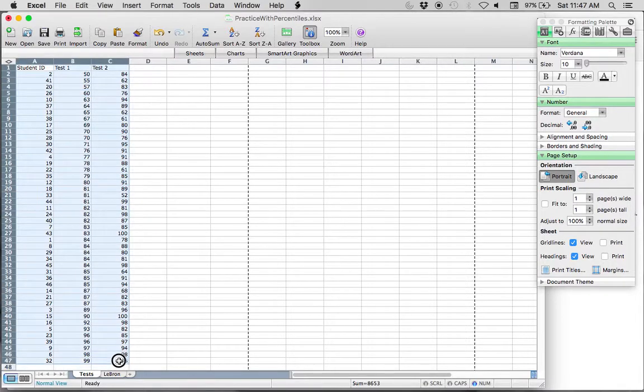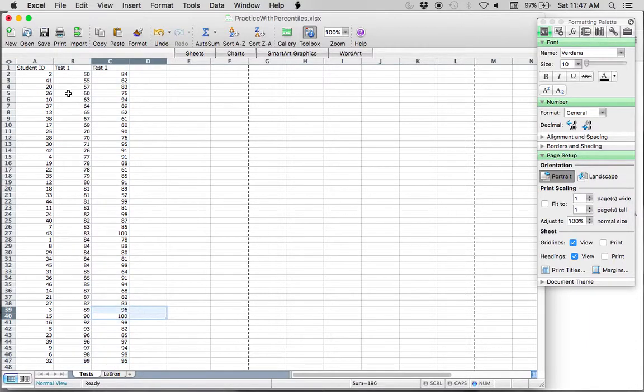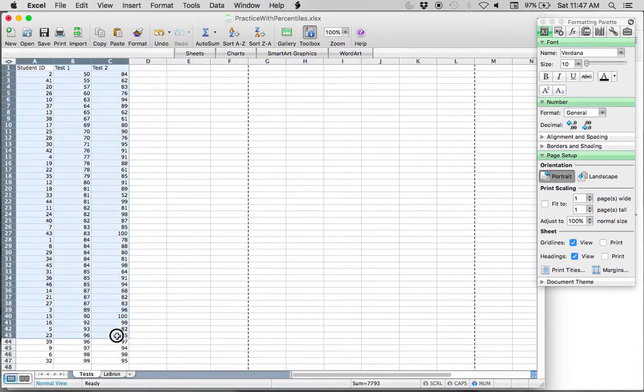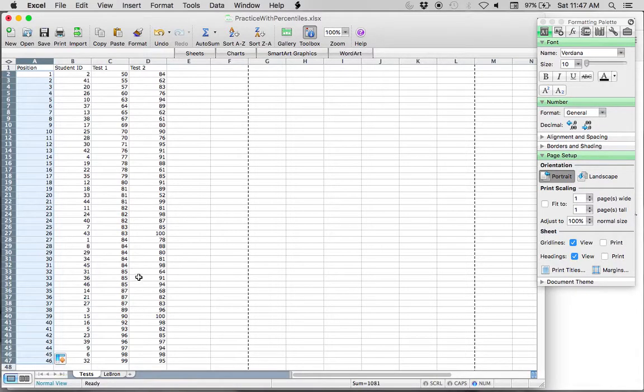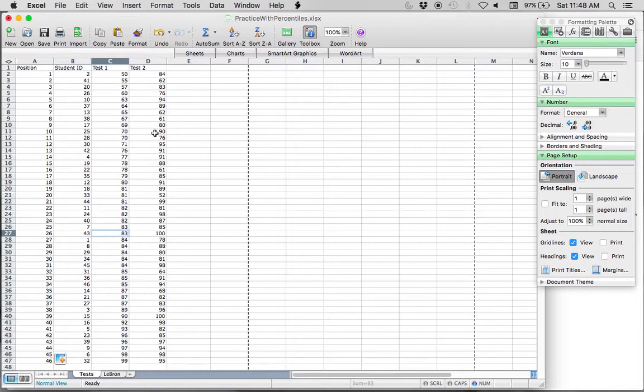And then I might want to make another column. So I'm just going to move this over 1 and make a column called position. And I'll label the 46 different positions. Okay, so there's 46 positions. The 46 student IDs, the 46 test 1s are in order. All right.